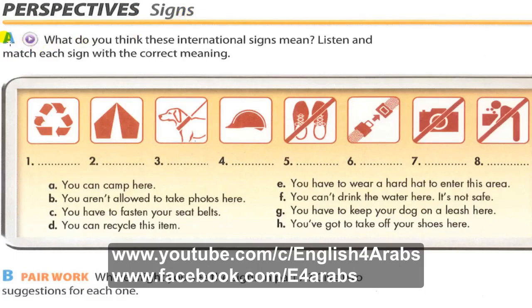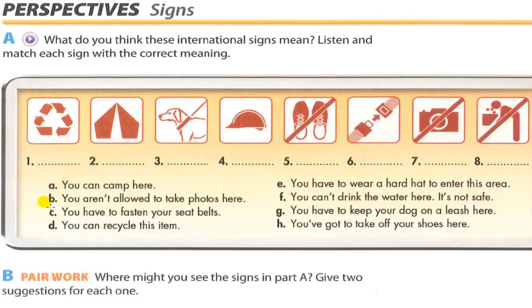Signs. Part A. What do you think these international signs mean? Listen and match each sign with the correct meaning. A. You can camp here. B. You aren't allowed to take photos here. C. You have to fasten your seat belts. D. You can recycle this item. E. You have to wear a hard hat to enter this area. F. You can't drink the water here.